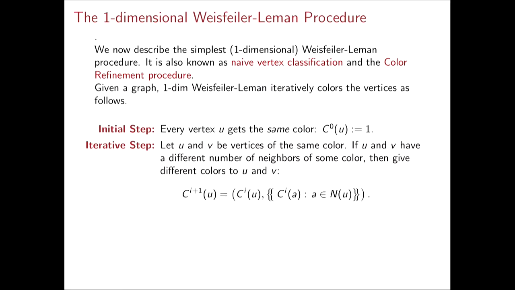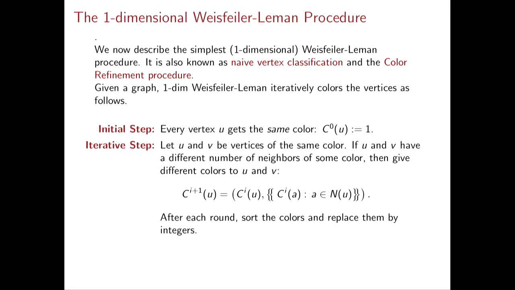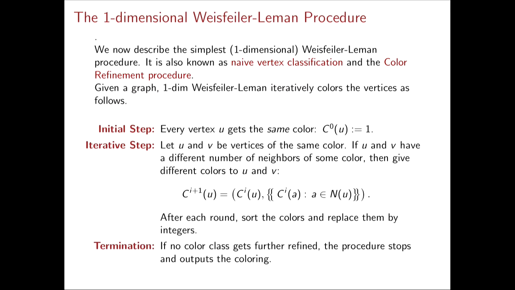So I've written down that the color of the vertex U in the (i+1)th stage is the color of the vertex U in the ith stage, paired with the multiset of the colors of all its neighbors in the ith stage. And after each round, because these colors are becoming big tuples, you don't need more than n colors anyway, because there are only n vertices in the graph. So you look at all of them and rename all the tuples as red, blue, green, and so on, or 1, 2, 3, and so on. So sort the colors and replace them by numbers. And finally, when there is no refinement of the color classes, you stop the procedure. So that is the one-dimensional Weisfeiler-Lehman procedure, a very simple idea.